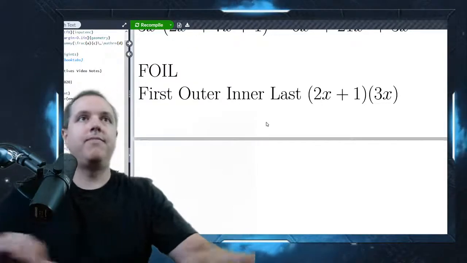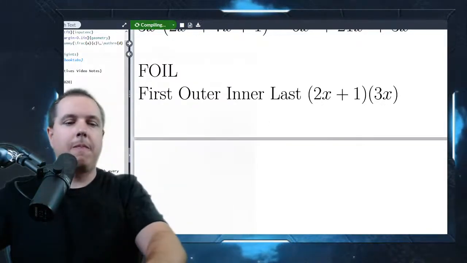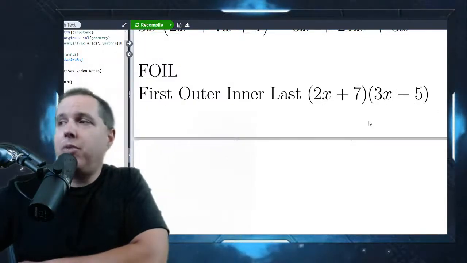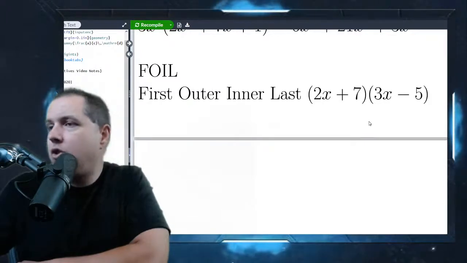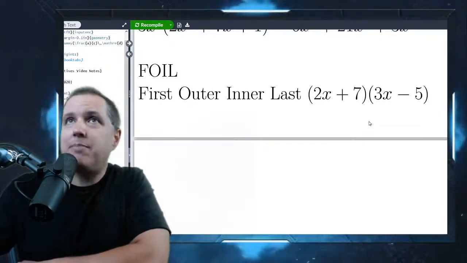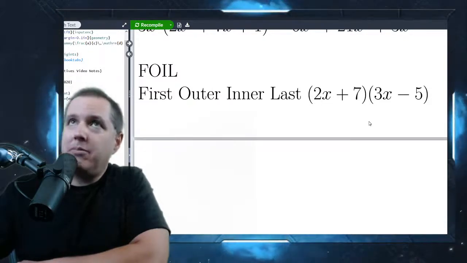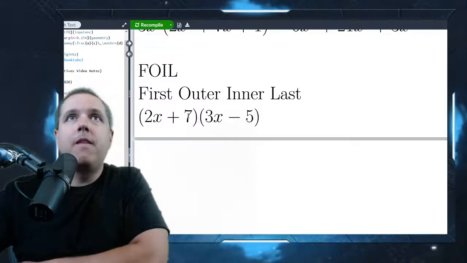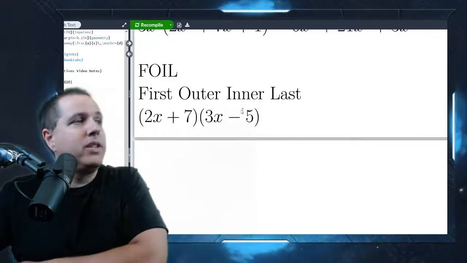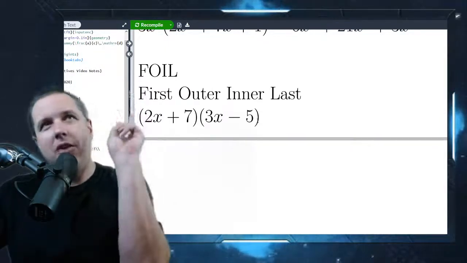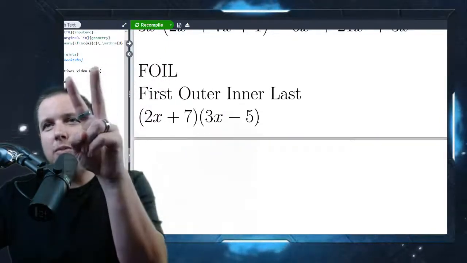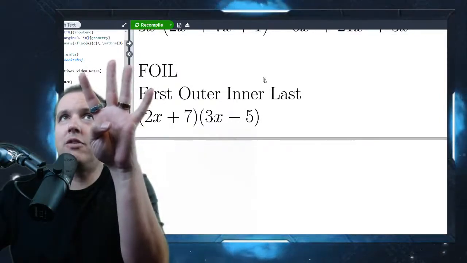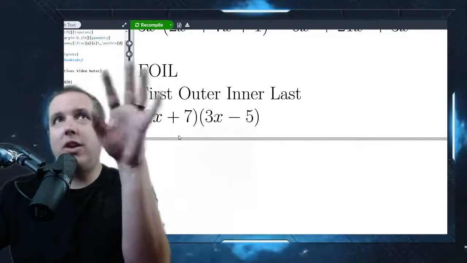Let's make this a 7. Right? Because if you think about it, if we have a binomial times a binomial, and this is probably the most common polynomial multiplication that you're going to do in these math classes, there are 4 terms, 2 in the first polynomial, 2 in the second. So if I multiply every term in the first polynomial by every term in the second polynomial, that's 4 multiplications that I should be doing. Right? First, outer, inner, last. 4 multiplications. So FOIL is fine.